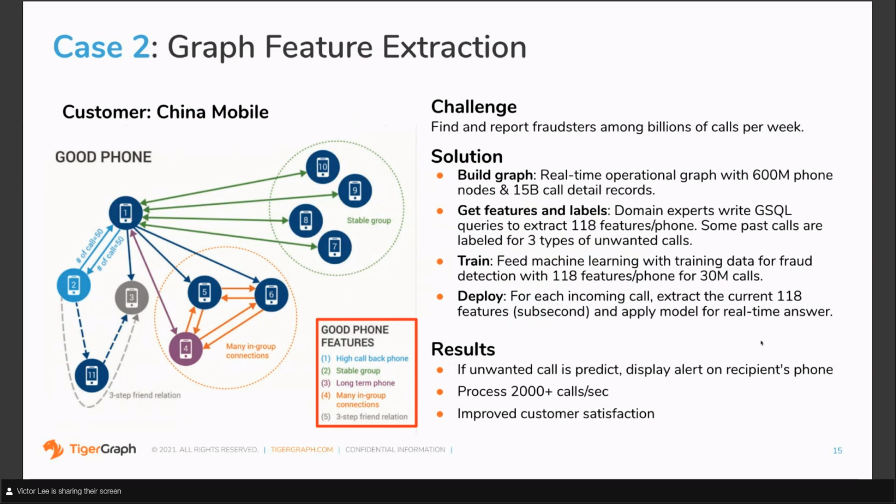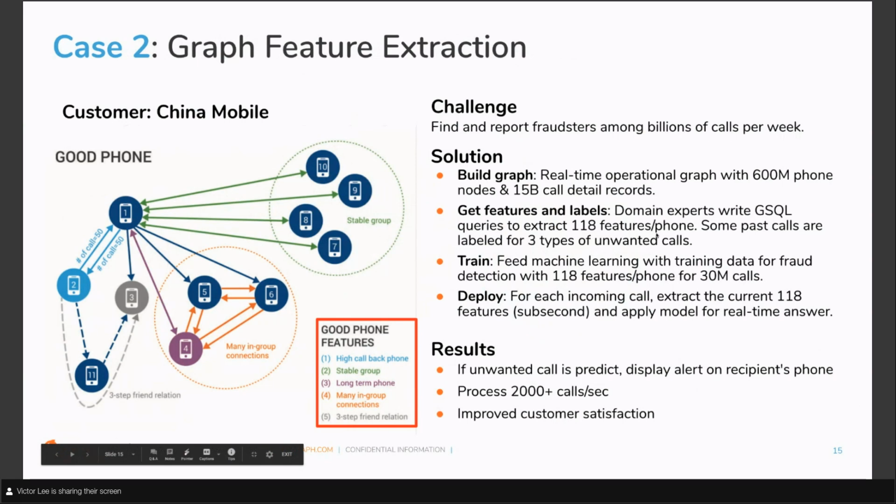And what they did, they trained their data, 118 features. They had 3 types of unwanted calls. They used a training set of 30 million calls, representing a subset of the data collected over a month. And they came up with a model, actually a decision tree, which could identify these 3 types of calls. And again, one TigerGraph machine could process 2,000 calls per second. If they just put more machines in parallel, they could double or triple. However many machines they run in parallel, they could handle that many more calls.